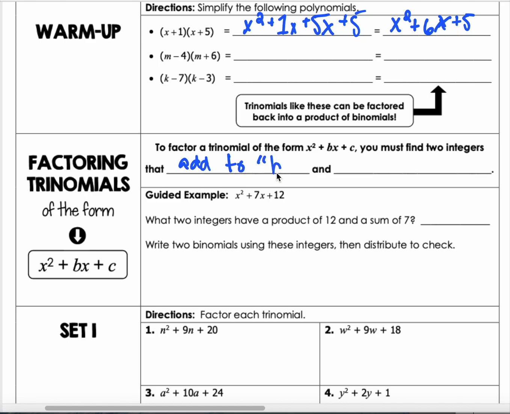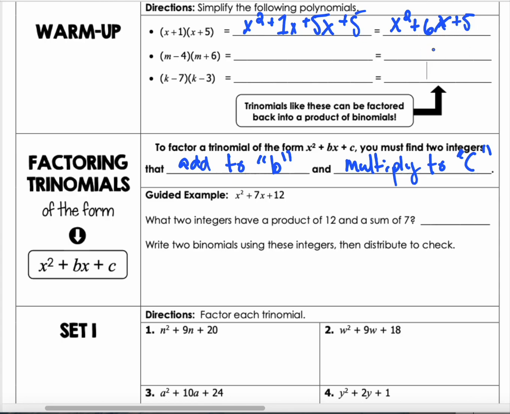add to b and also multiply to c. Okay. So if b is our 6, we need to find two numbers that are added to make 6, but those same two numbers are multiplied to make 5.